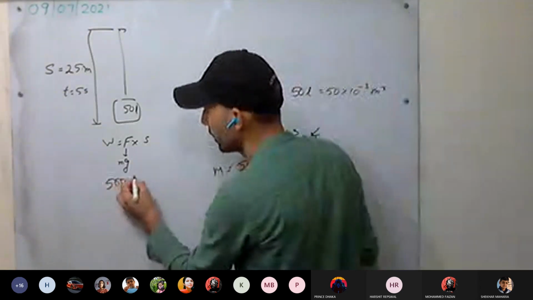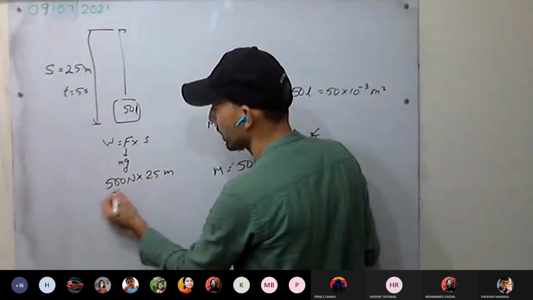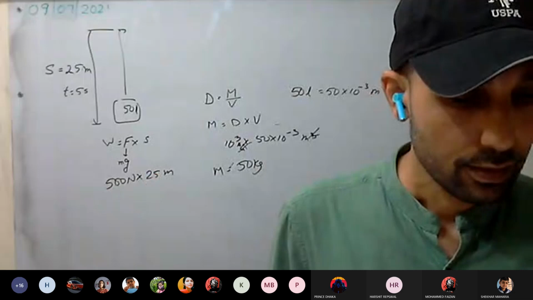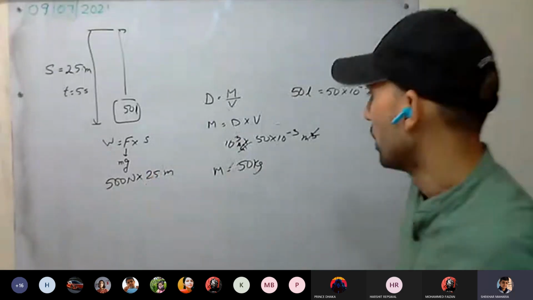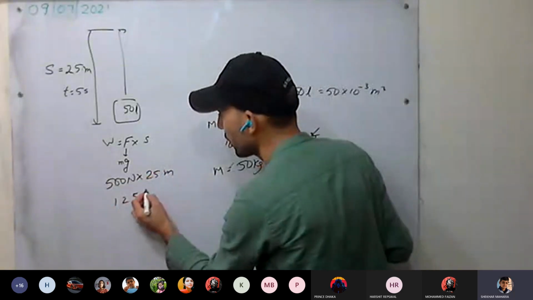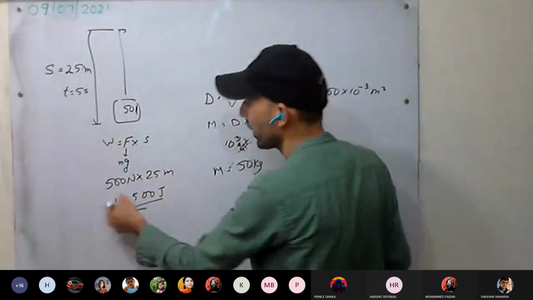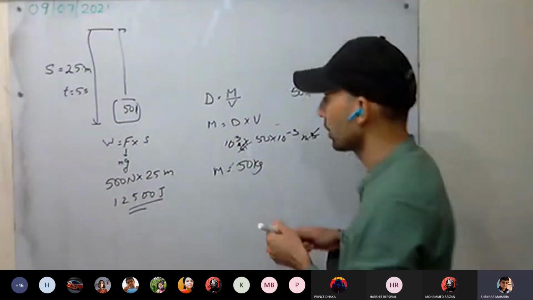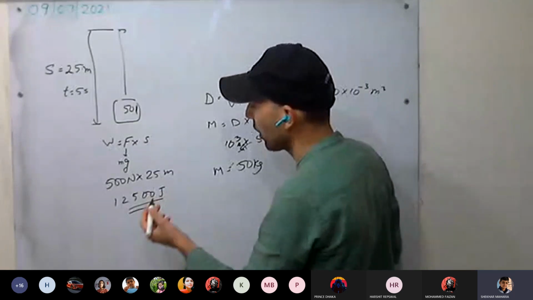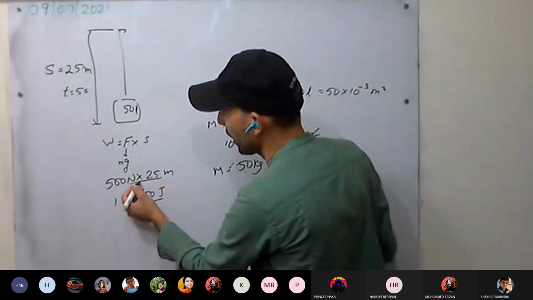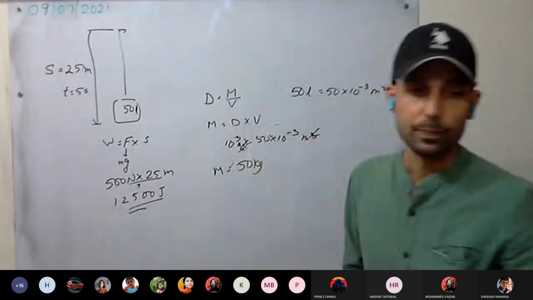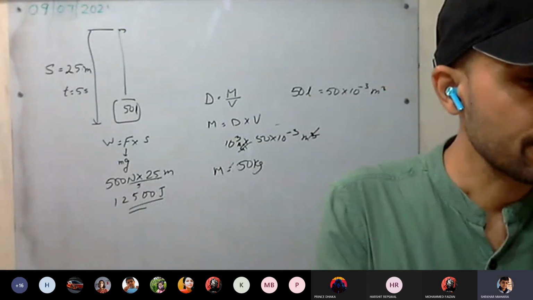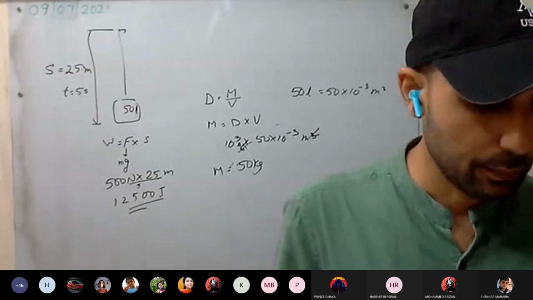So 500 newton into 25 meter. This will give us 12500. And this much is the energy or work done. Now we have to calculate the power: work done upon time taken. We can simply divide and calculate. 2500 watt. Since it is 100% efficient, therefore it is the same input power.